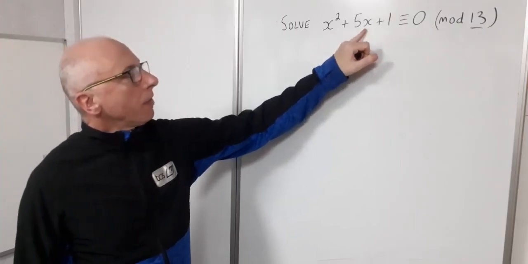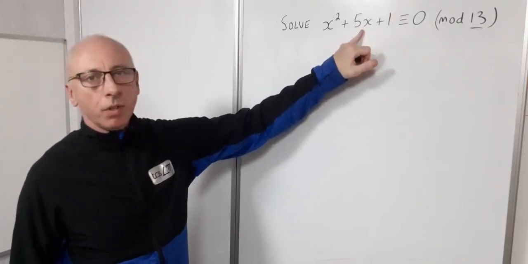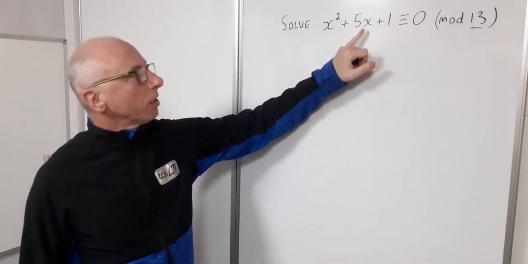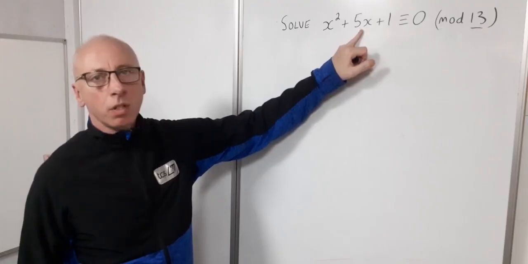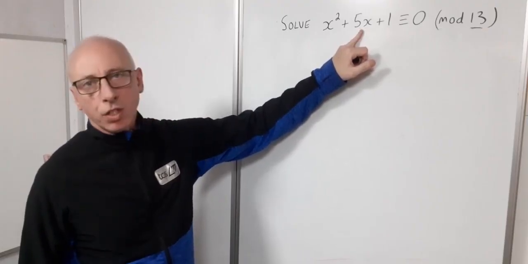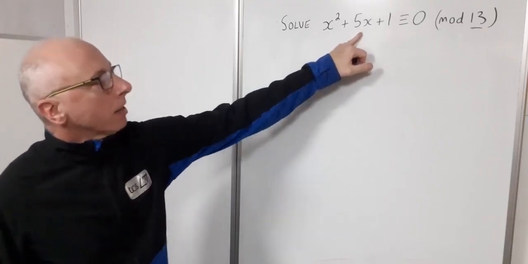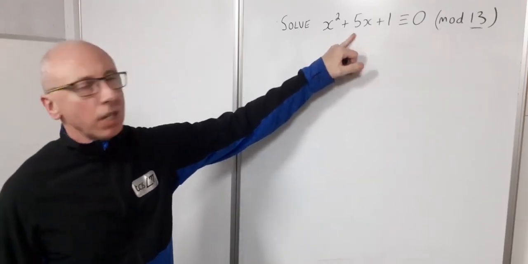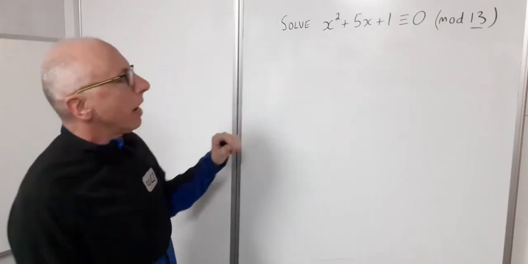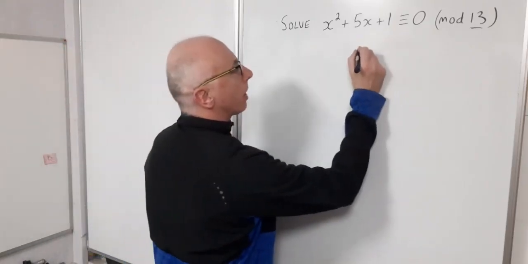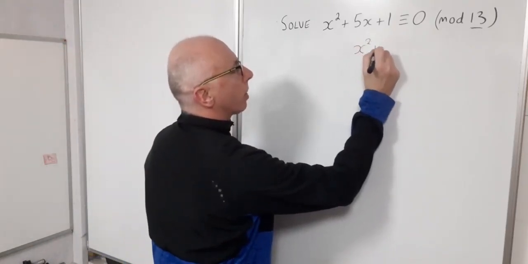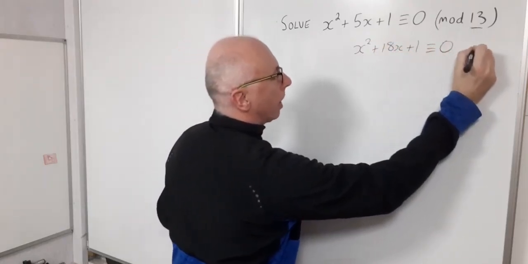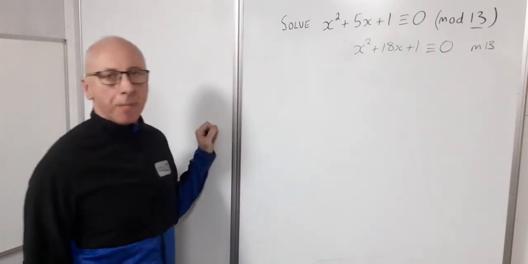Now one technique I like to use in these questions is to complete the square on the left hand side. So x squared plus 5x plus 1. Because we don't want any fractions in modulus calculations, let's make the middle coefficient an even number with modulus 13. So 5x modulo 13, we can add 13 to get x squared plus 18x. So x squared plus 18x plus 1 is congruent with 0, and I'm just going to write modulus 13 like that.